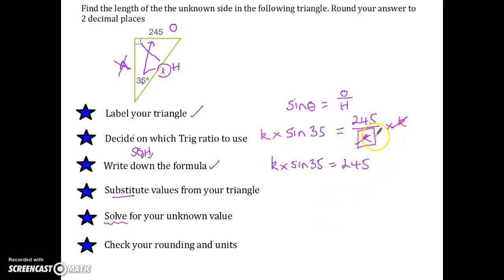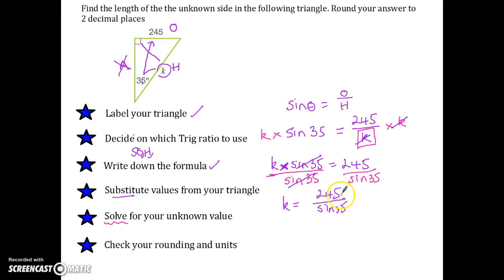Yes, it got rid of the k out of the denominator, but I still don't have it by itself. It's still over here, and it's got sine 35 attached to it with a times. I want to get k by itself, so I need to get rid of that. So what I'm going to do is do the opposite of times sine 35 and divide both sides by sine 35. What that's going to now do is cancel those two out, and I'm going to be left with k being 245 divided by sine 35. Your calculator is going to do the rest of that.